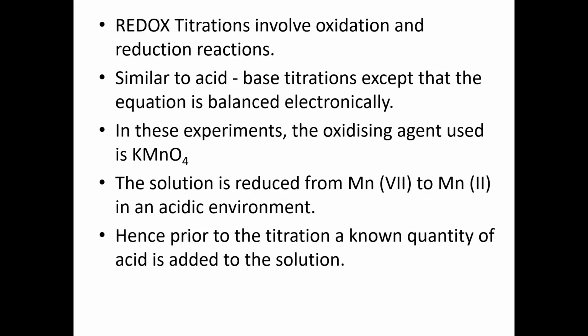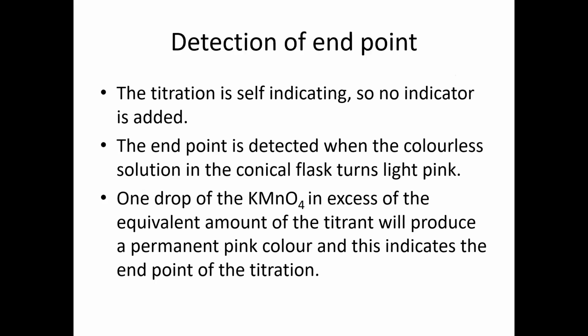If you look at KMnO4, the oxidation state of manganese here is +7, and it's going to get reduced to +2. And when it is reduced, that means that it is the oxidizing agent. So in this case, the solution we are using, potassium tetraoxomanganate(VII), KMnO4, the oxidation state of manganese is reduced from +7 to Mn2+ in an acidic environment. So before the titration, a known quantity of acid is added to the solution, as you will see later on.